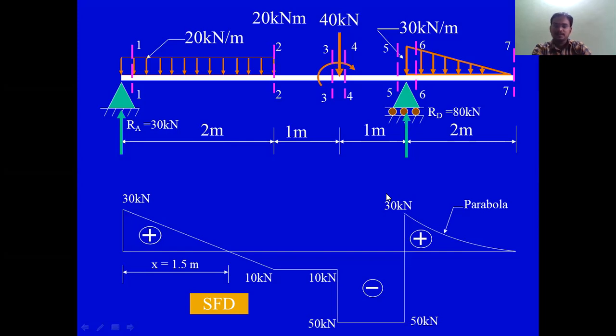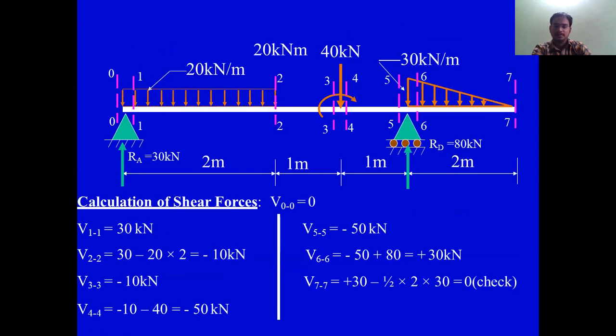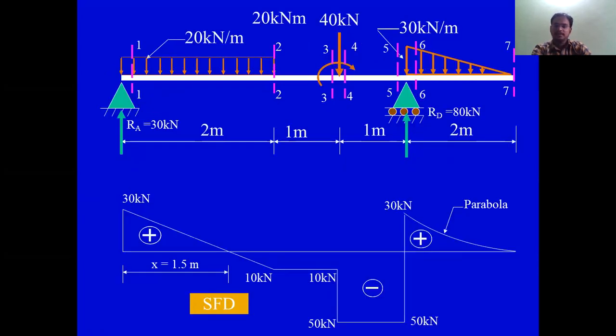But 6-6, let us see. 6-6 is minus 50 plus 80, which is 30. Next, 7-7 is 0. You see here, coming to the joining of the points, here it is a straight line. You join the straight line. We don't have a horizontal line. It is an inclined line to join this one, because it is a uniformly distributed load. So it is a line like this we should get.